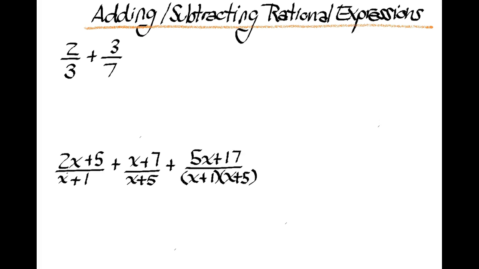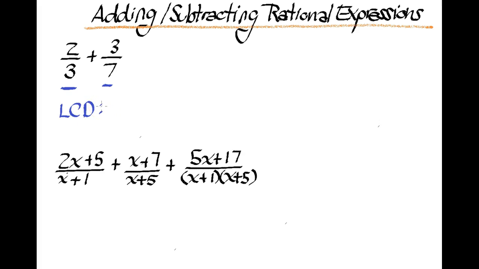Well, the very first thing we do before we add and subtract fractions is we take a look at the denominators. And we have a denominator of 3 and a denominator of 7. So we take a look at 3 and 7 and we ask ourselves, what is the smallest number that both 3 and 7 go into? That number is called your least common denominator.